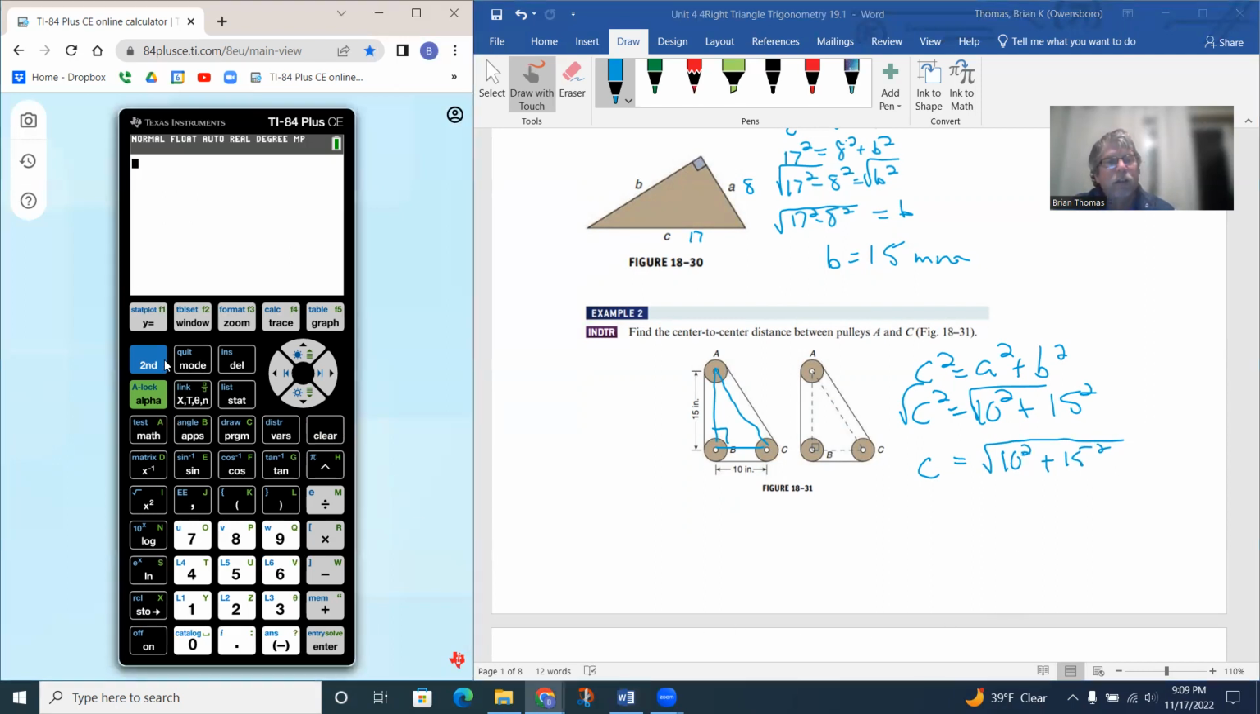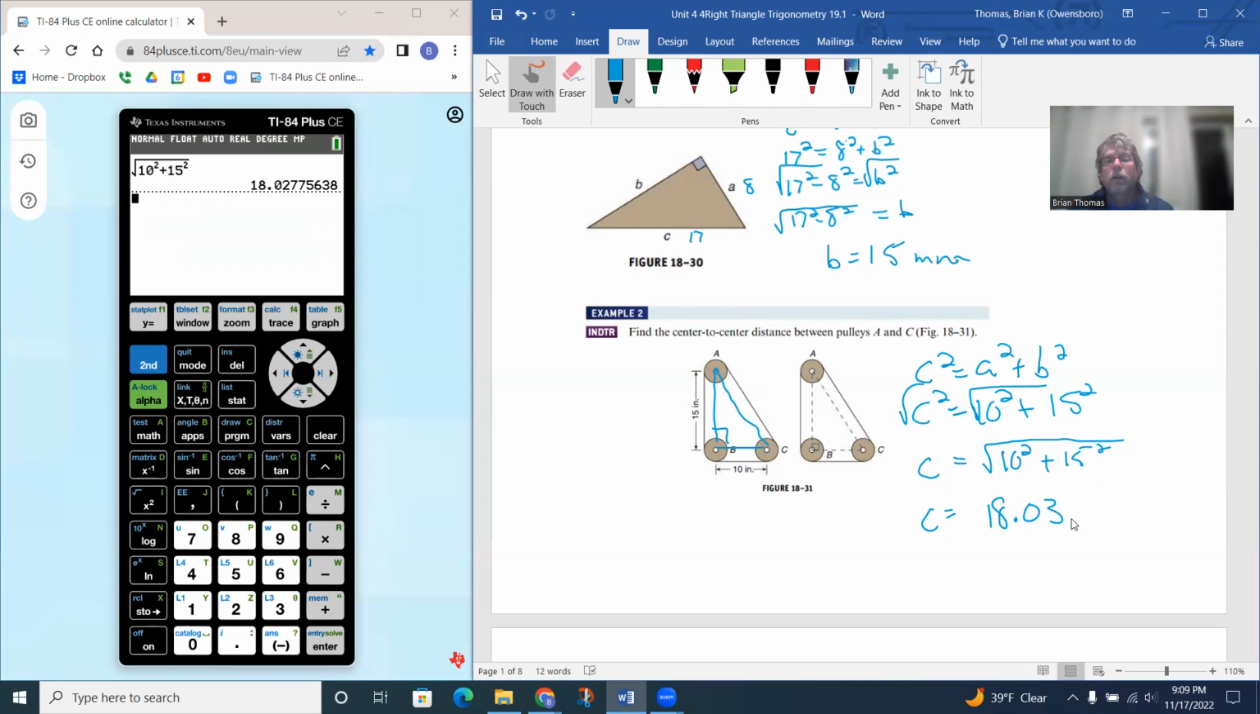So if I clear off my calculator, hit second square root, and put 10 squared plus 15 squared and hit enter. Notice how we would have to round this to a decimal place. If I rounded to 2 decimal places, that would be 18.03, and this would be in inches. So that would be our hypotenuse, or the length from pulley A to C, the missing distance.